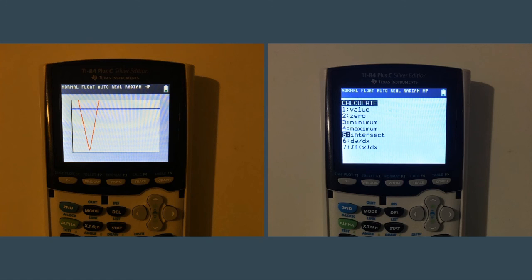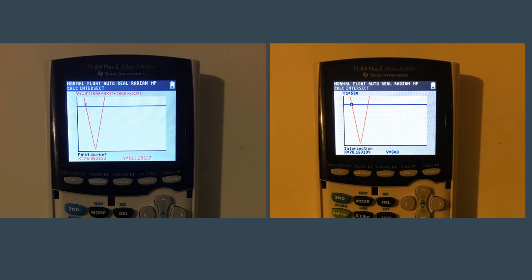The calculator will ask you to estimate where the intersection is. Then hit enter and you will find the intersection is at 78.2, 500. Therefore, the amount of time the ants had been marching when they were 500 feet apart was 78.2 minutes.